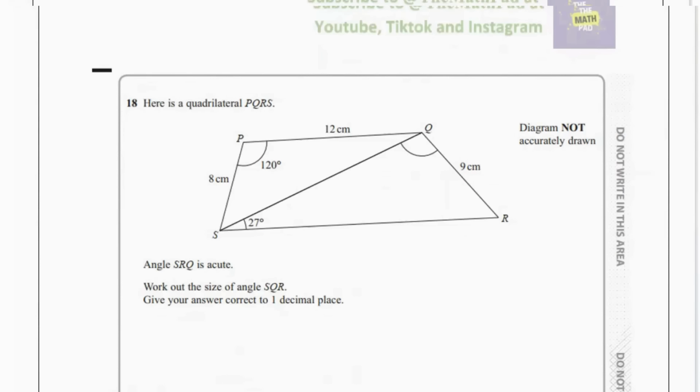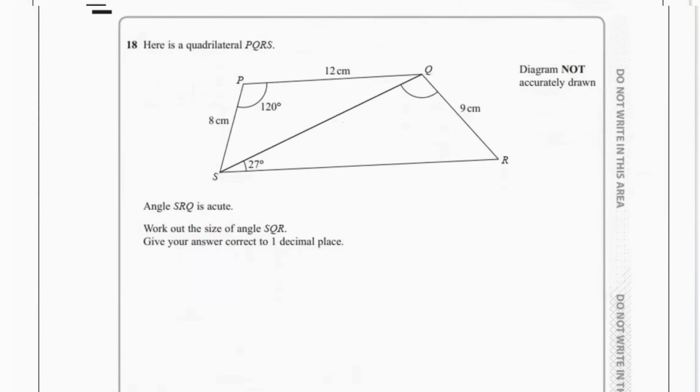Last year, you guys said cosine rule came in paper 1, so we should go through sine rule just in case it comes in paper 2. So here's a quadrilateral PQRS. Angle SRQ is acute. Work out the size of angle SQR, giving your answer correct to 1 decimal place. So we have to find SQR, this angle. If you look at triangle PQS, we have two lengths and the angle between them. So we can easily find the third length using cosine rule.